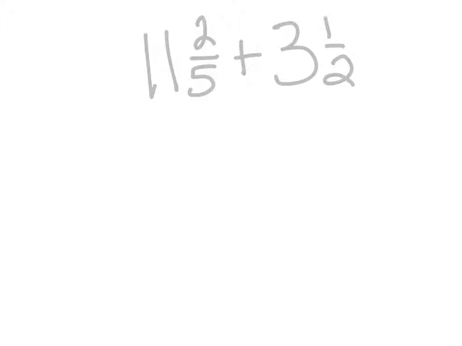Today we are going to learn how to add mixed fractions with unlike denominators. First thing you need to do is line up your fractions vertically to where your fractions are stacked on top of each other and your whole numbers are stacked on top of each other, like this.